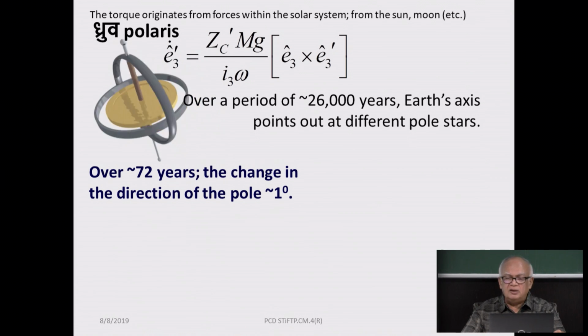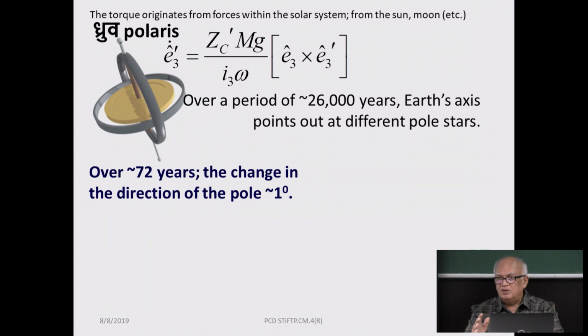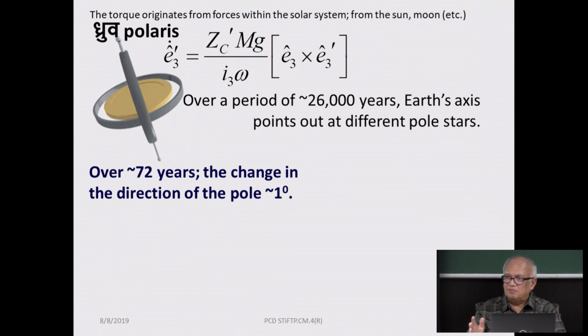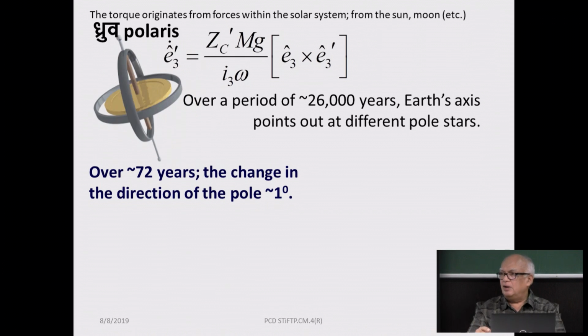So what you think is the dhruva, which is the pole star, is not always the pole star. It will keep shifting, okay? And over your lifetime, it will change over a degree.